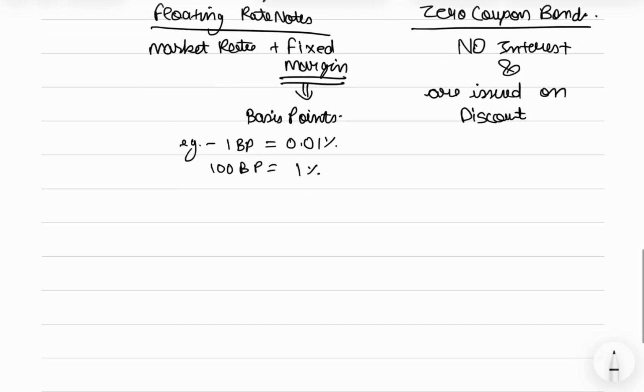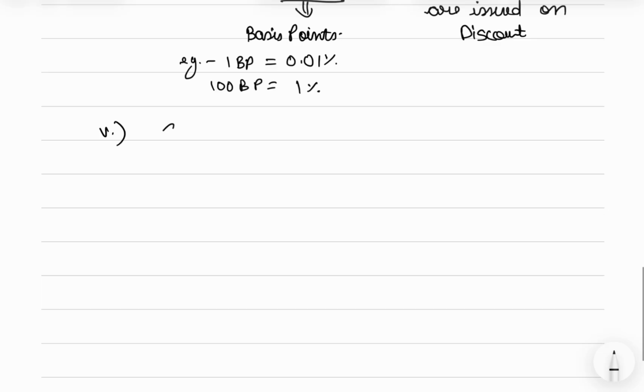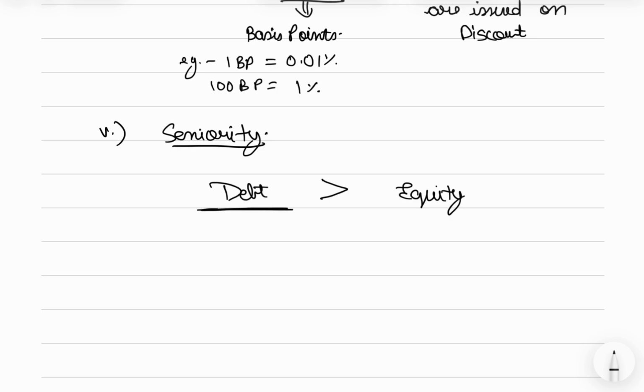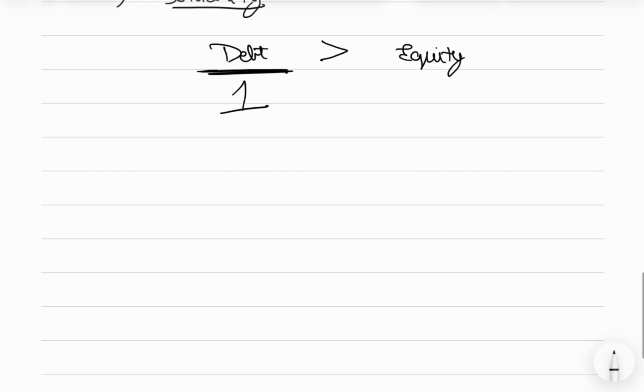Then we have another concept of seniority. We have two things, debt and equity, in a typical company structure. Debt is always repaid first. So in case of any liquidation, debt holders are the ones who will be paid first, and then the equity holders are paid later. Then we have contingency provision.